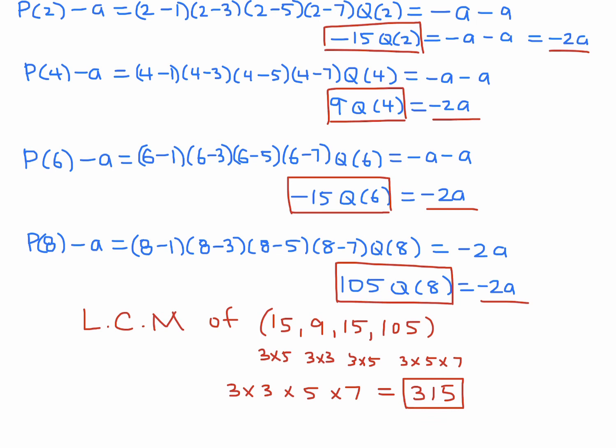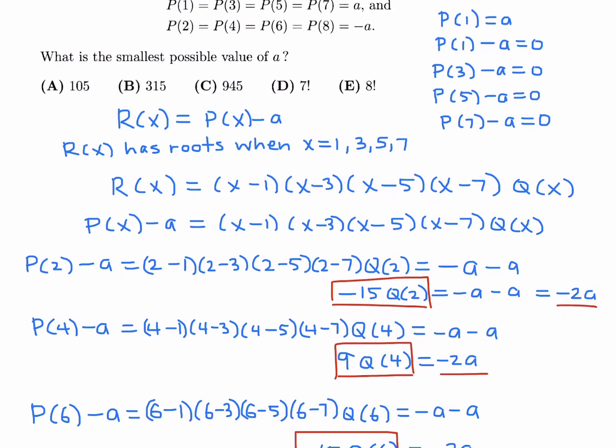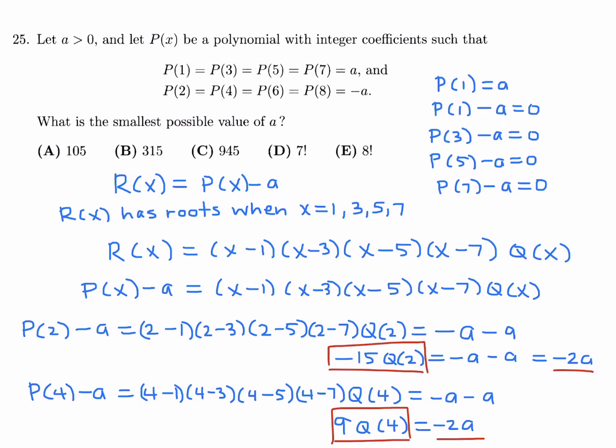And that is the minimum, because A is going to be something times 315, 315n perhaps. And this is minimized when n is equal to 1. And that, of course, gives a value of 315. So the answer to number 25 is B.